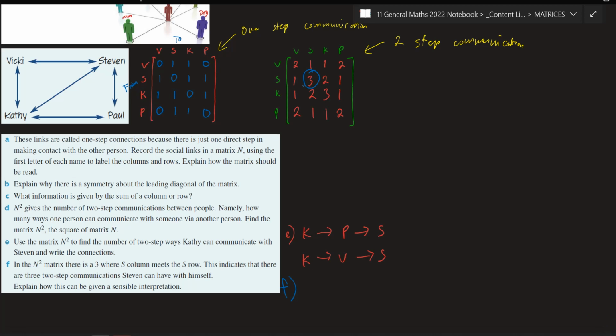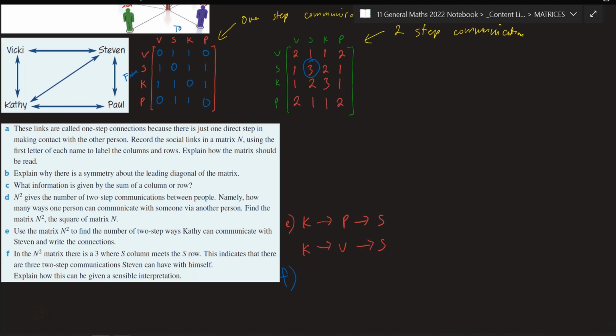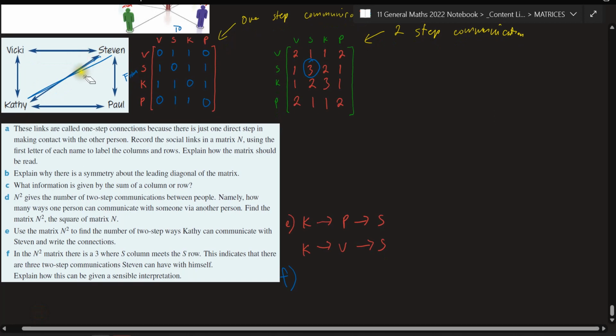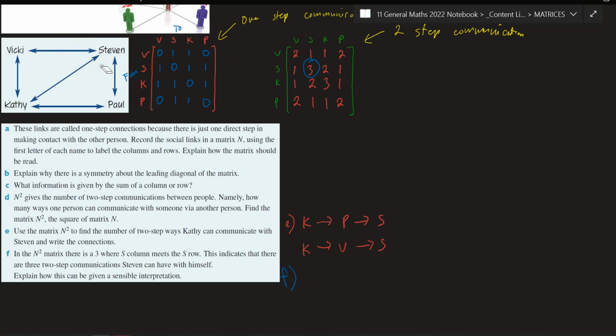Well, one thing you can say is that obviously he can communicate with himself through Kathy, through Vicky, and through Paul. Now this is a little bit of a funky question, but maybe think about a real world example where this is a thing. Anyone think of an example where this might be the case? Why would you need to communicate with someone so that they can communicate with you?